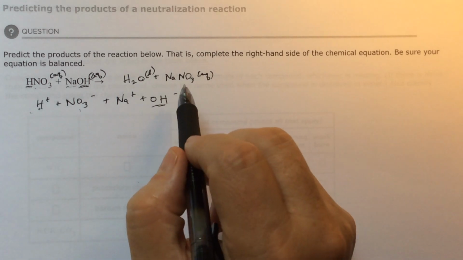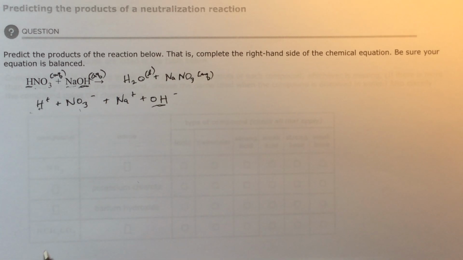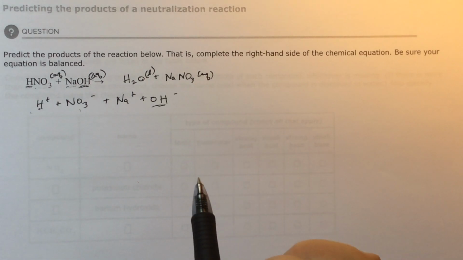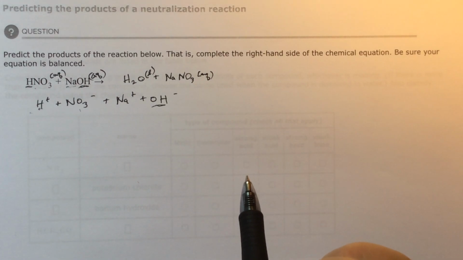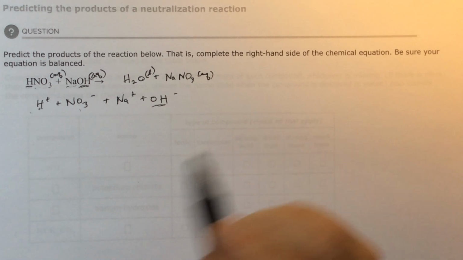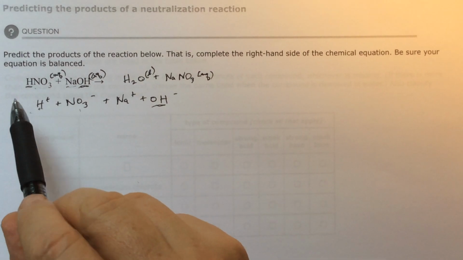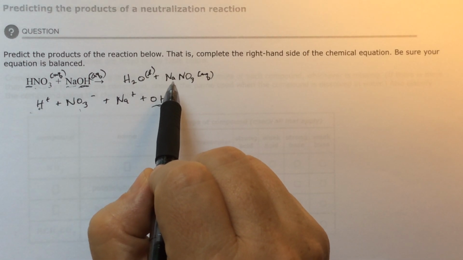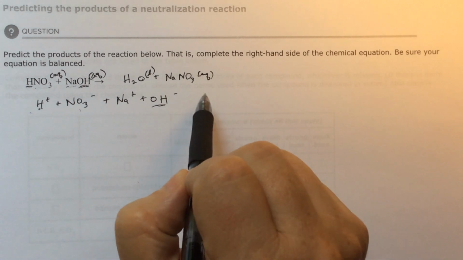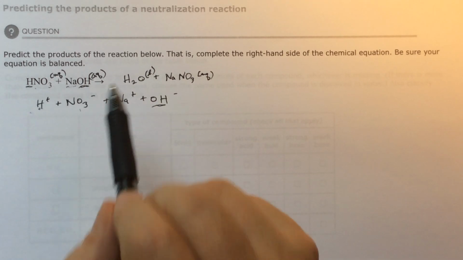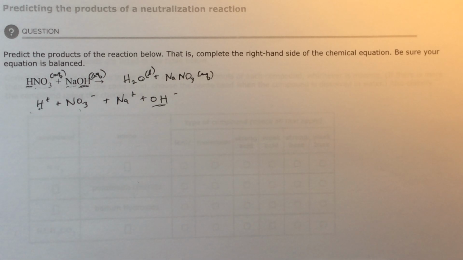Now, this could be balanced. I'm not sure they're asking. It just says predict the products, that is, complete the right hand side of the chemical equation. Be sure your equation is balanced. So they do need me to balance it, because ALEKS will count it wrong if it's not. So it looks like I've got sodium and sodium, that's fine. Nitrate and nitrate, that's fine. OH and H, that's fine. So in this example, it's already balanced. So I hope that helps.